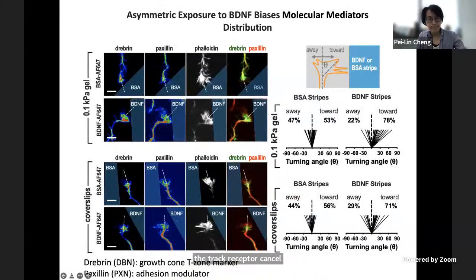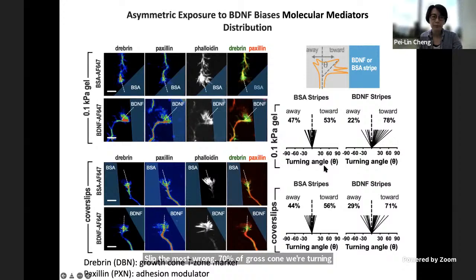So when we see this phenomenon, we are thinking about what's the underlying molecular mechanism. So we reason that the molecular mediator of the force and the signaling pathway used for chemotaxis were different from the neuron culture on a different substrate. The BDNF-coated stripe can significantly attract the growth cone, no matter whether it grows on the soft environment or the regular coverslip, with around 70% of growth cones turning toward the BDNF stripe.